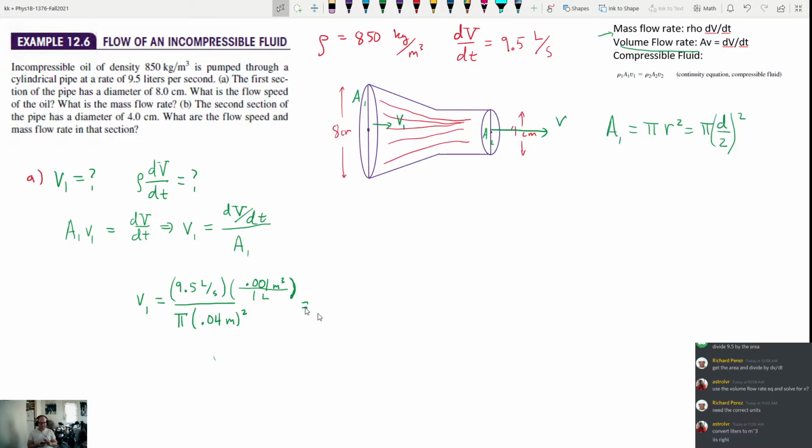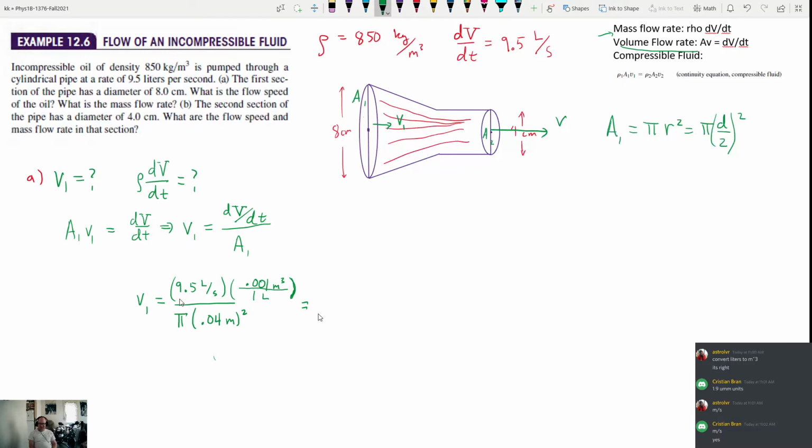Thanks for checking that. 1.9 UMM units? What? What's UMM? Oh, you meant meters per second? Yeah. Oh, you said 1.9 units. I see what you're saying. I get it. Okay. I read that as like micromillimeter or something.